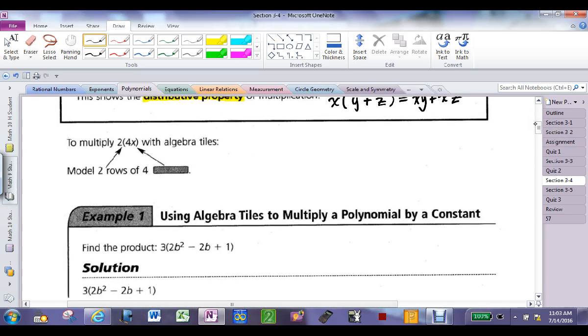Now, this is no different. Okay? If there was no x there, and I asked you to draw 2 times 4, what would you do? You would draw 2 little guys, because that's 2. How many times? 4 times. Excellent. Well, now I'm asking you to do that with 4x. So you would draw 4x. How many times? Twice.